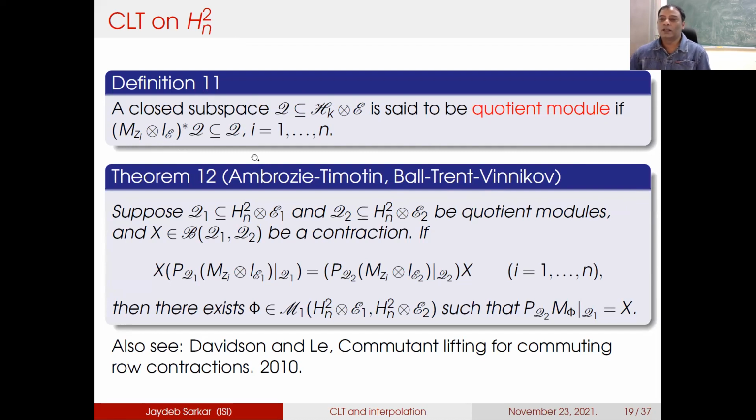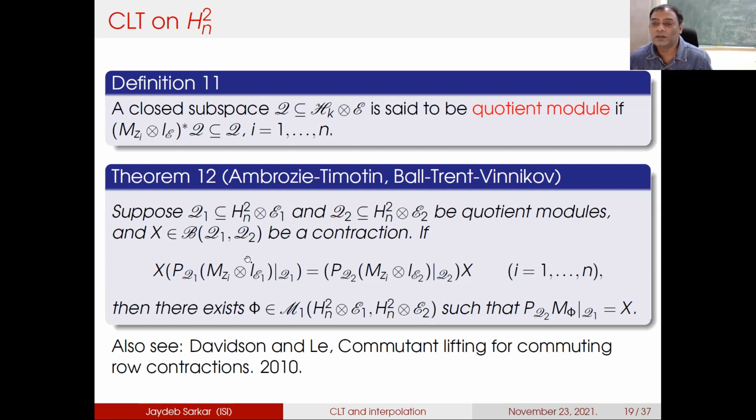Okay. And this is the CLT, commutant lifting theorem, in the setting of the Drury-Arveson space. So you take a pair of quotient modules, one from H2n tensor E1, and the other one in H2n tensor E2.